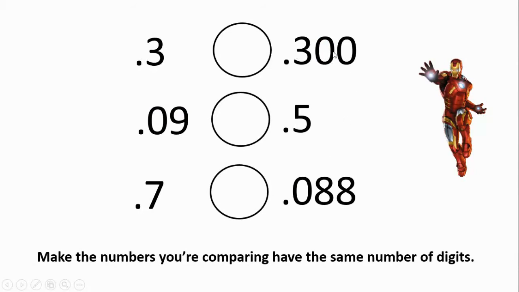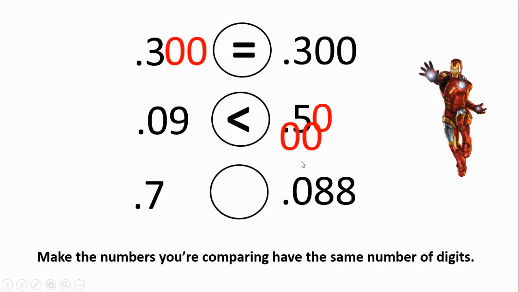Here we have 3 numbers behind the decimal. Here we only have 1, so let's add 2. Obviously, that's equal. 50 is bigger than 9. 700 is bigger than 88. 700 thousandths is bigger than 88 thousandths.